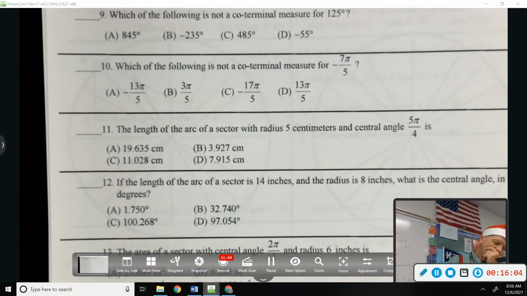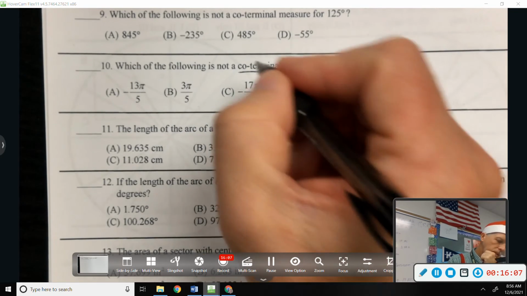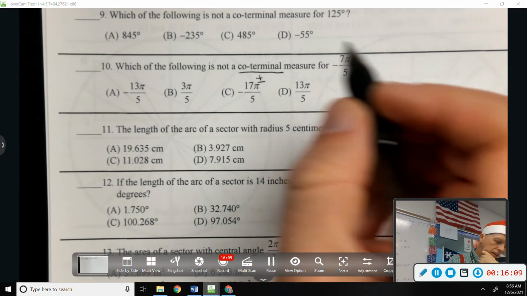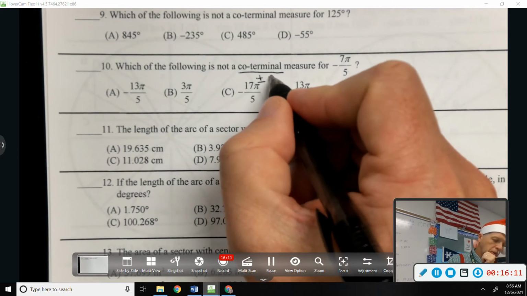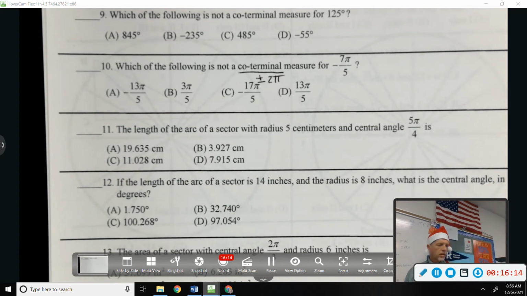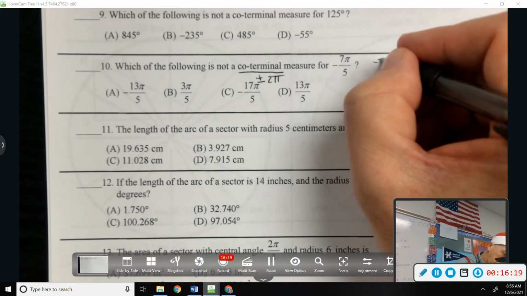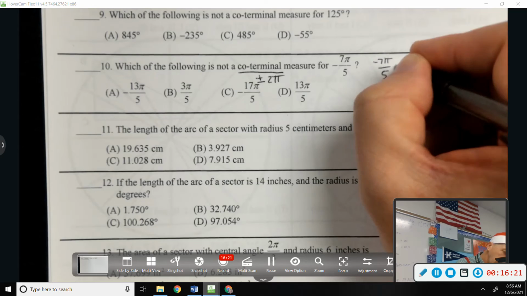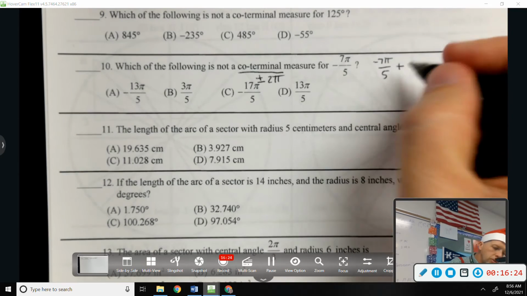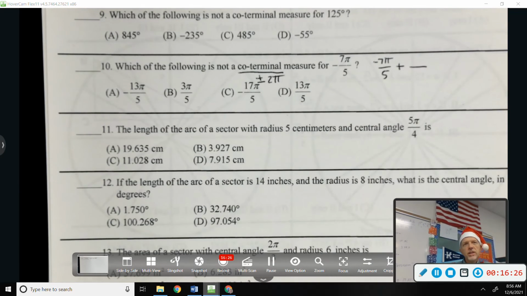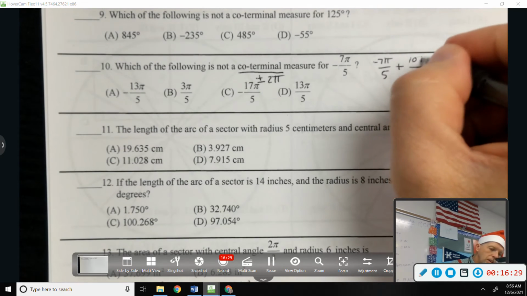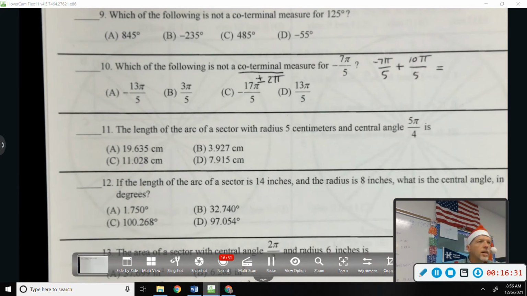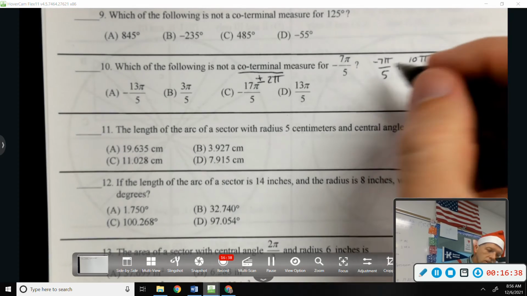Coterminal. So coterminal means add or subtract 360 if we're in degrees, but 2 pi if we're in radians. Which of the following is not coterminal? So if I'm going to add 2 pi, I need to do it with the common denominator. So that'd be 10 pi over 5. Right? Hopefully you can do common denominators without having to write everything out.